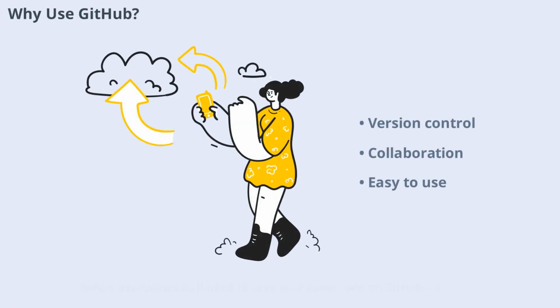Before deploying, you'll need to save your game code on GitHub, a popular platform for sharing and collaborating on software projects. GitHub helps you manage versions, track changes, and collaborate with others. It's like a shared folder with a complete history of every edit, making it easy to revert mistakes or work as a team. If you're new to GitHub, don't worry, we'll guide you through the basics.